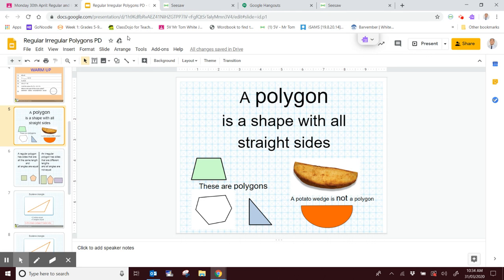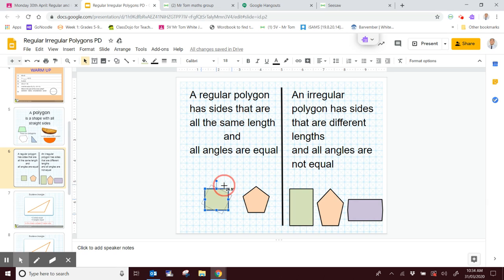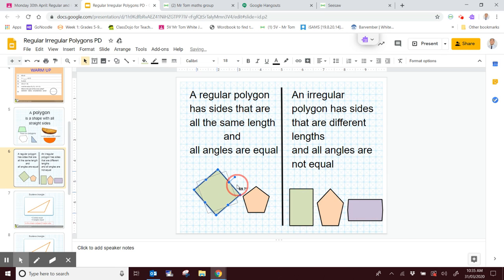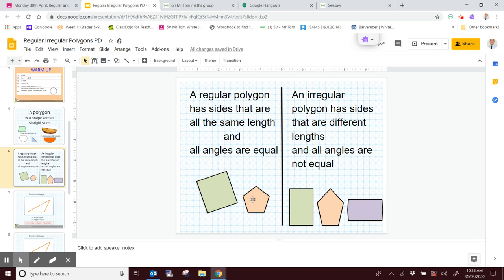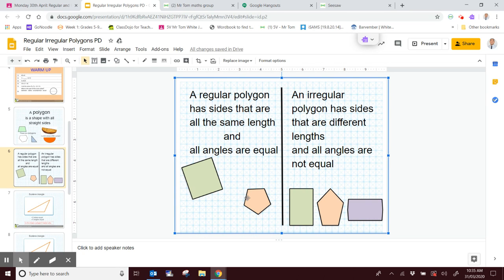a few things up. So a reminder that a polygon is a shape with all straight sides. A regular polygon has sides that are all the same length and all angles are equal. So if I take this square and if I rotate it like that, that is still a regular polygon, just because it's been rotated. I can make it a bit bigger, I can rotate it a bit more, but it's still a regular polygon. It's still a square. Same applies to this pentagon here. If I rotate this pentagon a little bit, that's still a regular polygon because it's still got all sides that are straight and all angles are the same and all sides are the same length.